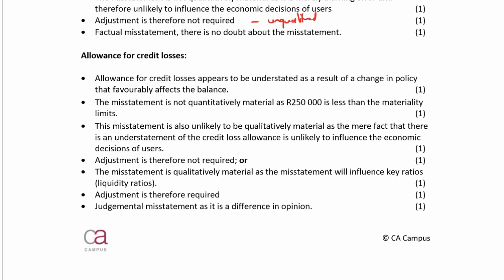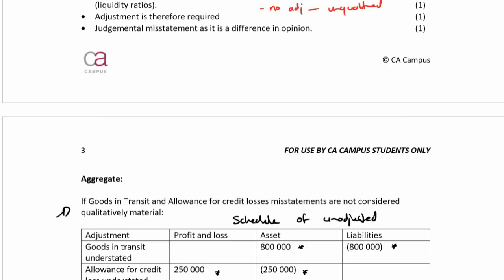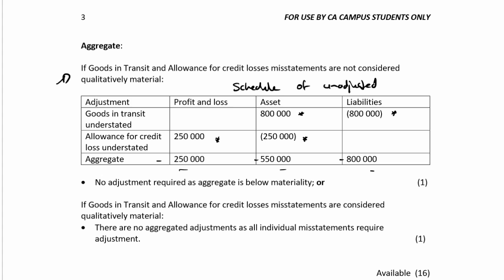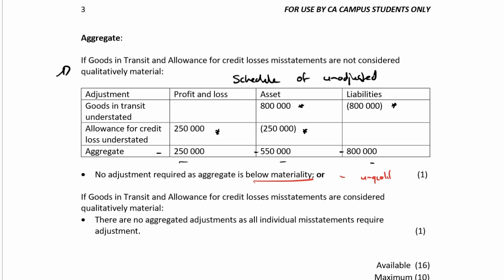Allowance for credit loss is exactly the same. If you said adjustment was required and they did adjust, unqualified. If you said adjustment was required and they didn't adjust, qualified, because it is limited to one area in the financials. If no adjustment is required, then unqualified. And then guys, you've got to come down and look at the aggregates again. And once again, here you can see the aggregate is below materiality, so unqualified. So you would look at each misstatement individually and give an opinion if they adjusted or didn't, and then your aggregate of uncorrected and give an opinion.